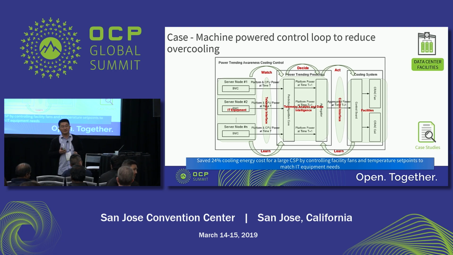Power trending would give you a good opportunity to save energy in a data center that has a lot of variation in the loads. Many large data centers operate a pretty stable load, but there is an opportunity to save energy in that kind of data center.